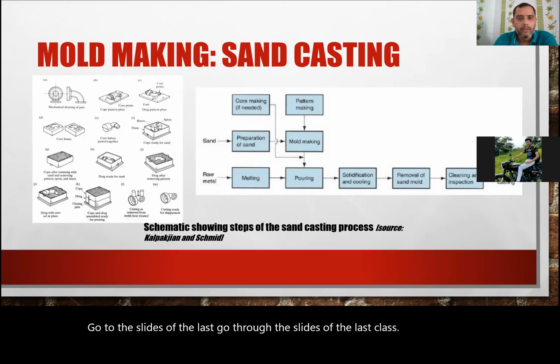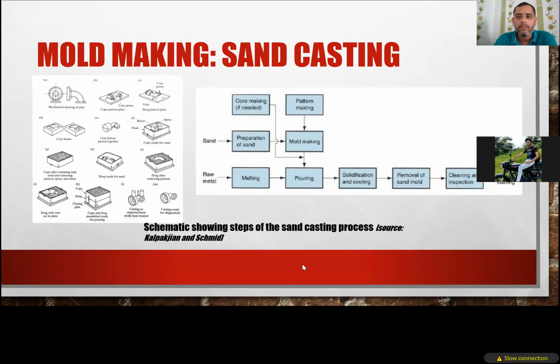In the process of casting, the first part we have completed is pattern making. There we saw what a pattern is, what the pattern allowances are, and the types of patterns and pattern materials. Now the second method is mold making, or mold making for sand castings.